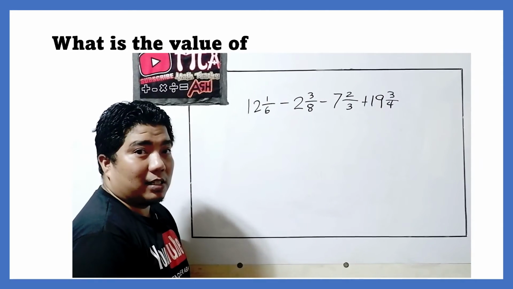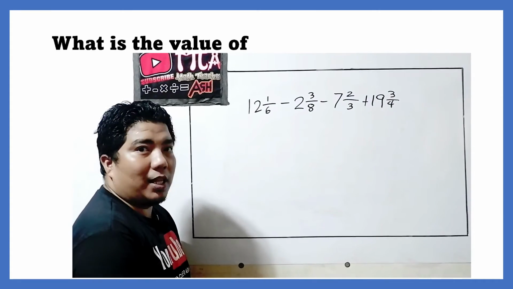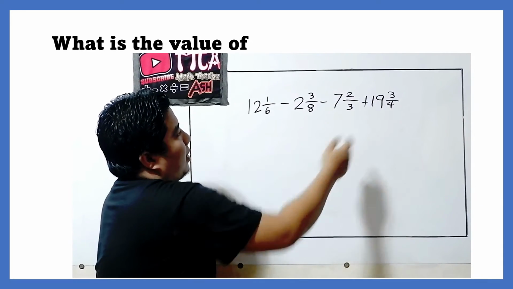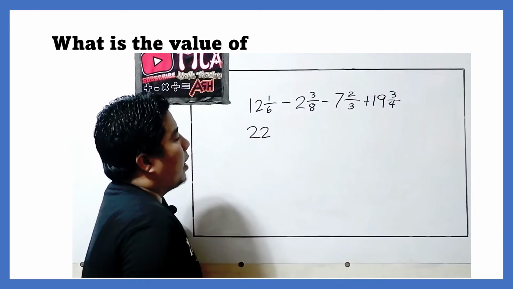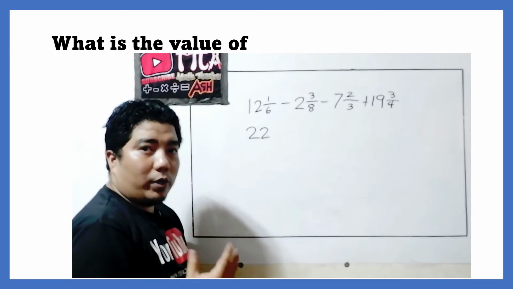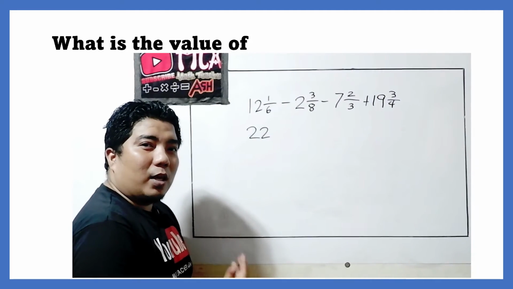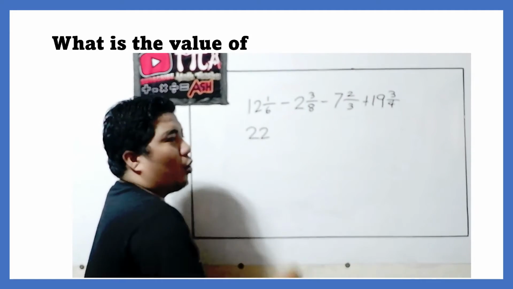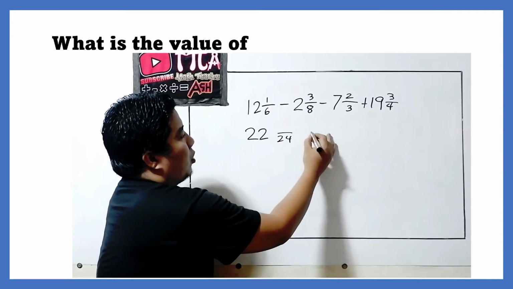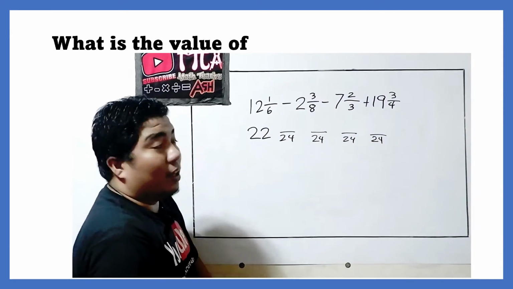Now, since this is addition and subtraction, we can add the whole numbers immediately. So we have 12 minus 2, that is 10. 10 minus 7, that is 3. 3 plus 19, that is 22. Now, for the fractions, unfortunately, they have different denominators. So we need to convert each fraction into its equivalent fraction. So 6, 8, 3, and 4. What is the LCD of 6, 8, 3, and 4? I think that is 24. So we will be making 4 fractions with a denominator of 24.